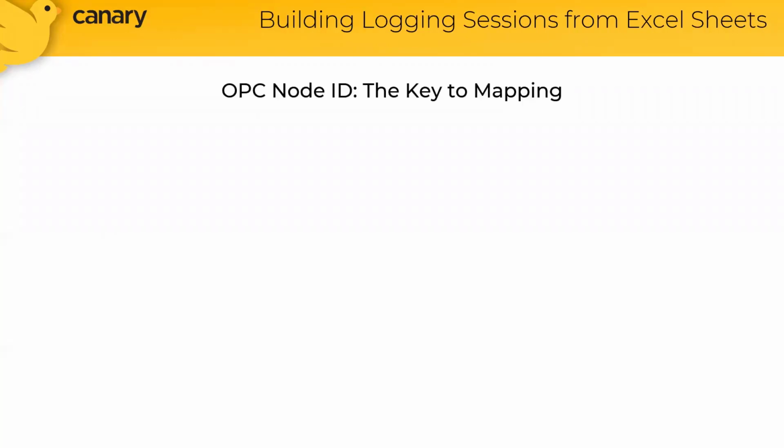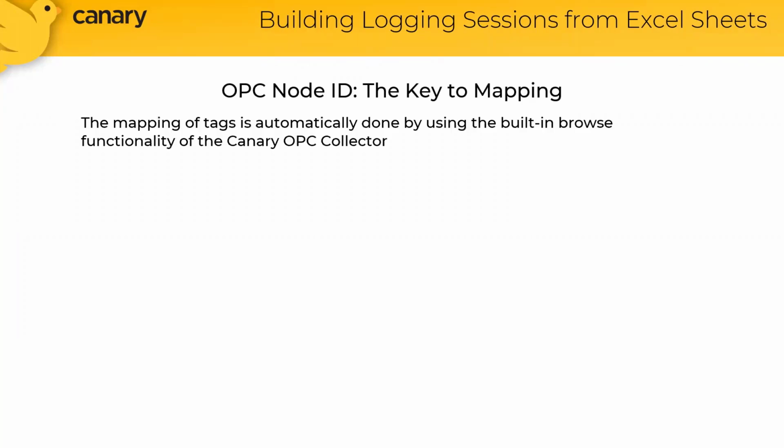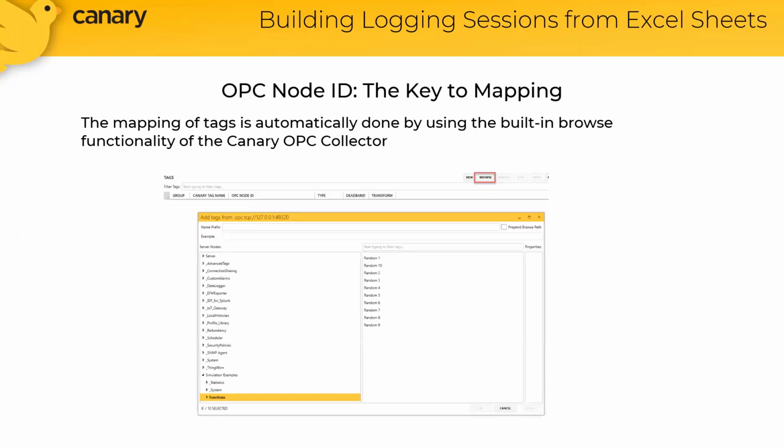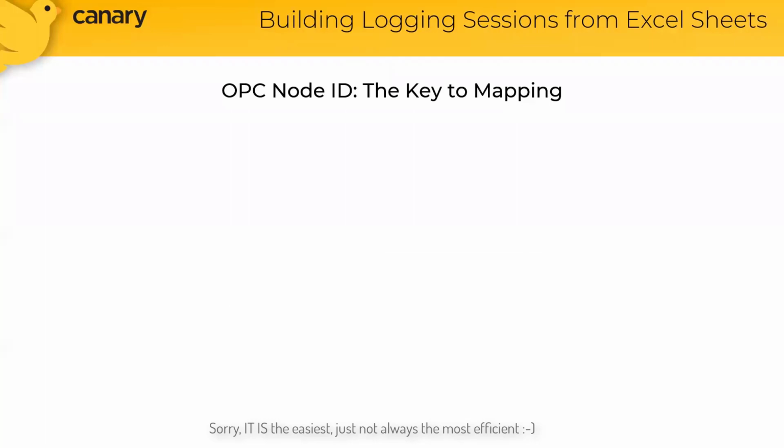So the key to mapping the tag list in Canary to the same tag list in the OPC server is the OPC NodeID. And this mapping is automatically done when you use the browse function inside of the Canary OPC collector to build your tag list. But as I just talked about in the previous slide, that is normally not the easiest way.